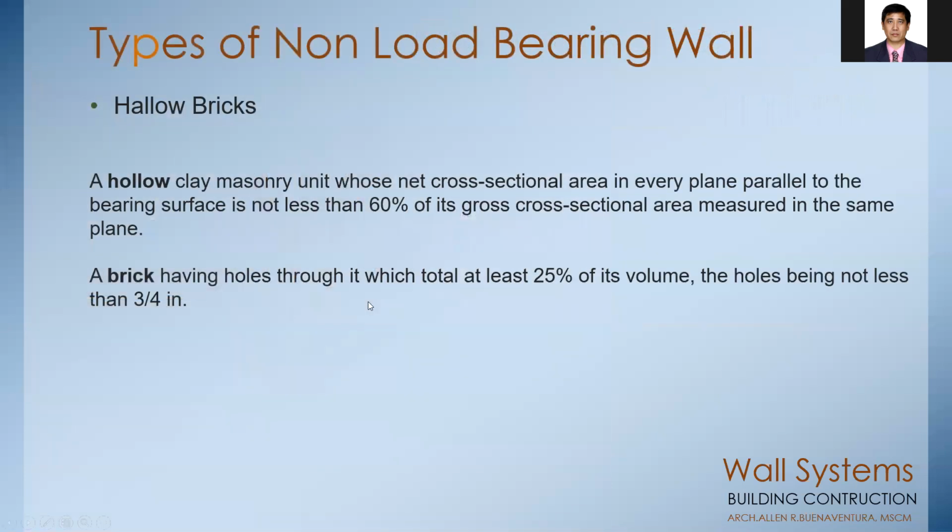So another type of non-load bearing wall is the hollow brick. The hollow clay masonry unit whose net cross-sectional area in every plane parallel to the bearing surface is not less than 60% of its gross sectional area measured in the same plane. A brick having holes through it which total at least 25% of its volume, the holes being not less than 3/4 inch thick in diameter.